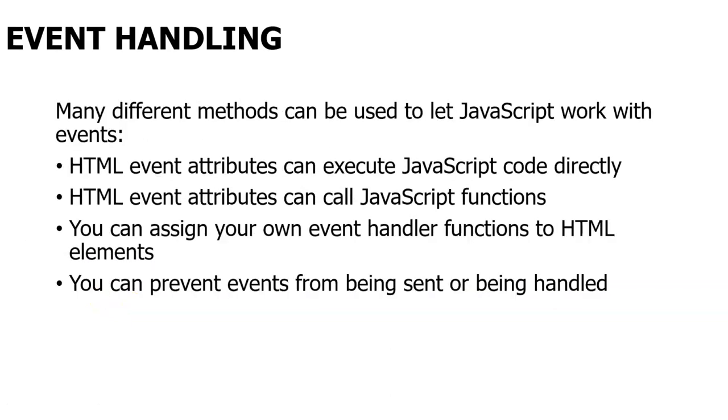Okay. So we have many different methods that can be used to let JavaScript work with events. HTML event attributes can execute JavaScript code directly, and HTML event attributes can call JavaScript functions. You can assign your own event handling function to HTML elements. You can also prevent an event from being sent or handled.